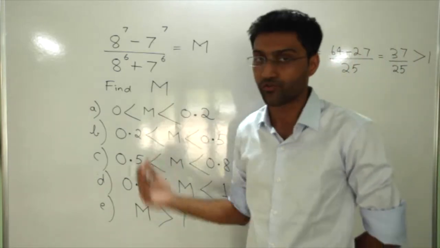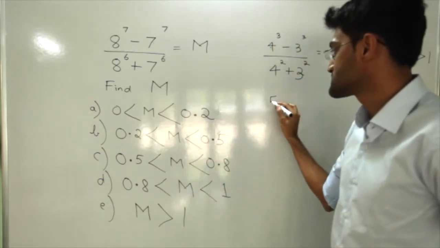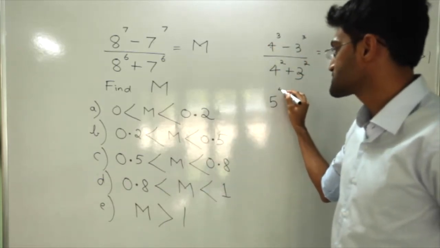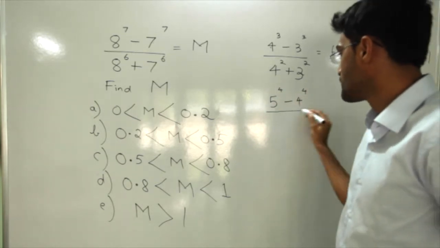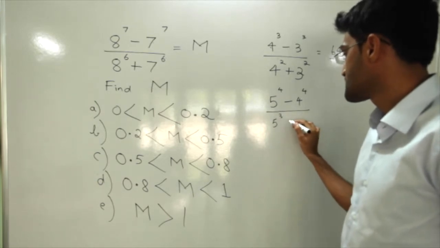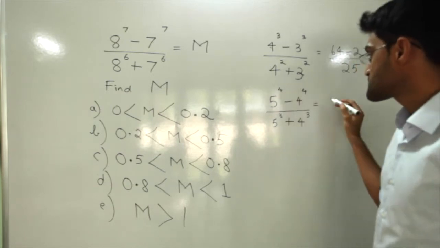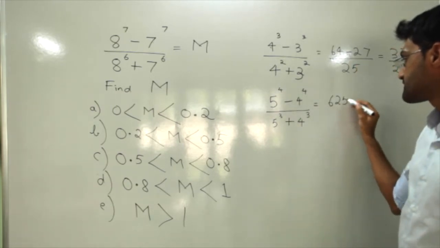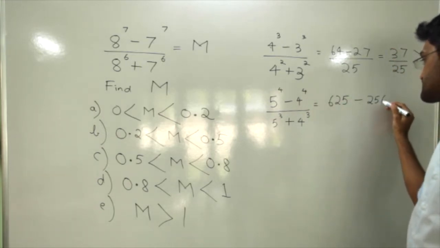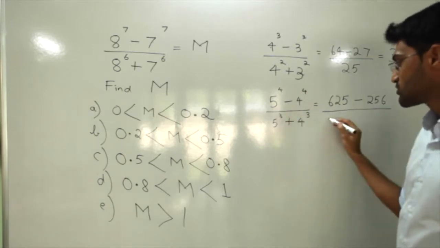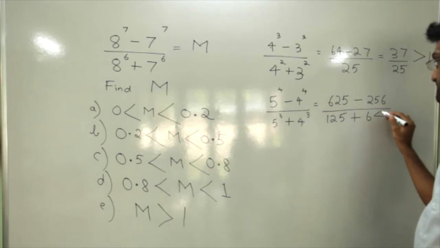However, this need not be true always. So let us check out a few more values. Let's go to the next level and see whether it still holds good. Let's look at 5 raised to 4 minus 4 raised to 4 over 5 cubed plus 4 cubed. So 5 raised to 4 is 625, 4 raised to 4 is 256, 5 cubed is 125, while 4 cubed is 64.